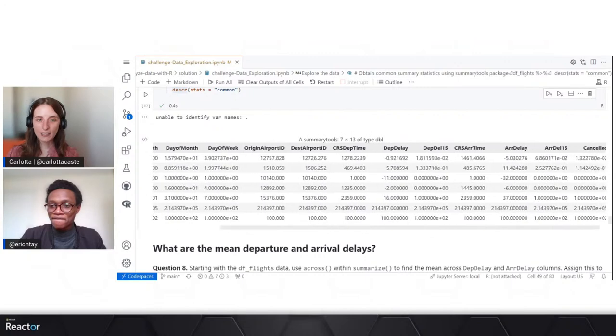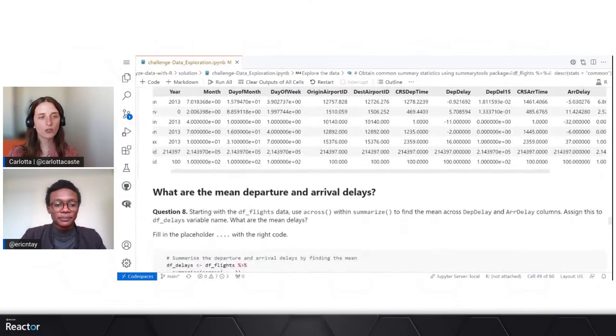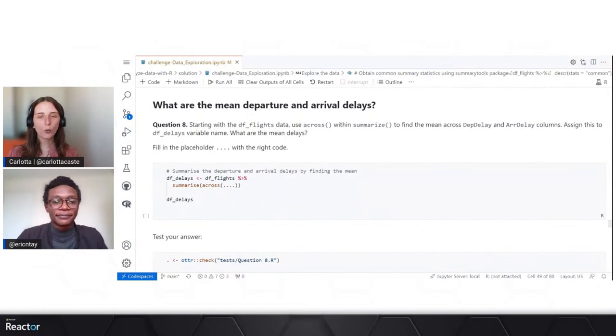Great. So given this tip, I'd like to move to question 8, which is also our first question of exploratory data analysis. What question 8 is asking us to do is, using the functions across and summarize, two new verbs of our grammar, find the mean across the columns dep delay and arr delay. So before going into the details of this question and before answering it, Eric, can you explain more about summarize and the across function?